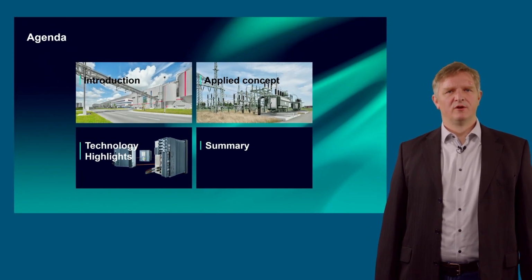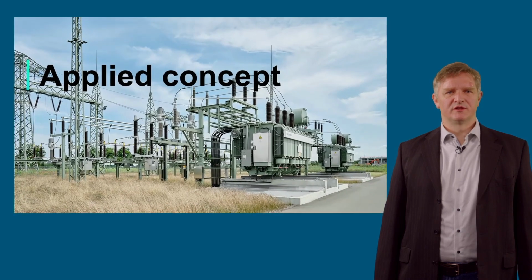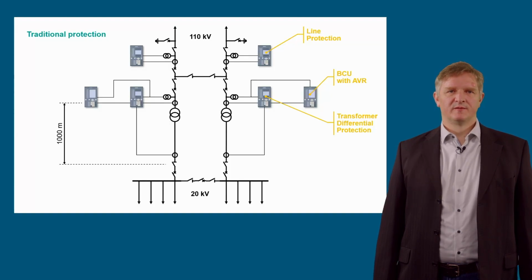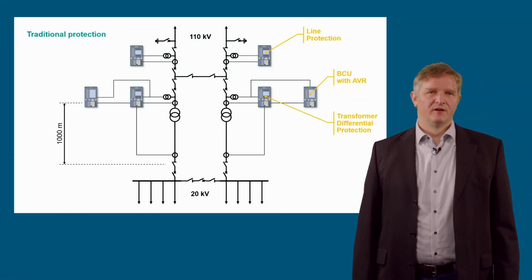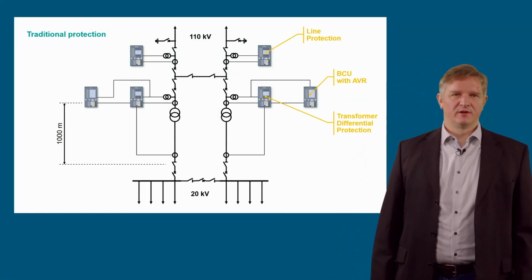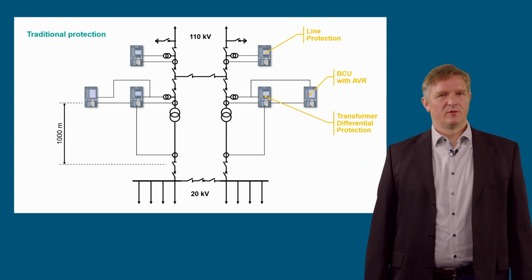Let's have a look at the applied solution of the project. The main protection for the switchgear requires protection of the lines to the 110 kV network by distance protection and of the 110 kV to 20 kV power transformers by transformer differential protection. Additionally, all instrument transformers are directly connected to protection devices via copper cables. The instrument transformers must be designed to drive the specified burden.